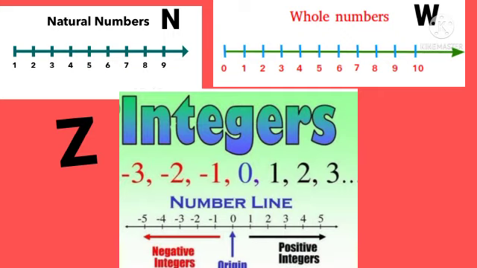If we include the negative numbers with the whole numbers, then we get another collection of numbers, integers. The set of integers is denoted by Z. Z is equal to the set of ... -3, -2, -1, 0, 1, 2, 3, 4 and so on. There is no smallest integer and there is no greatest integer. 0 is an integer, neither positive nor negative.